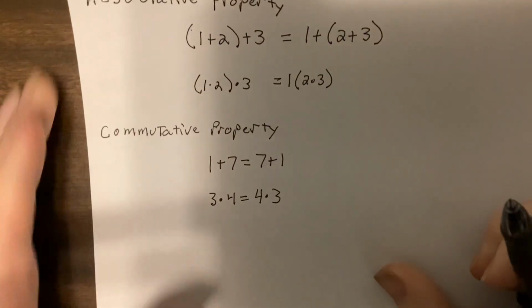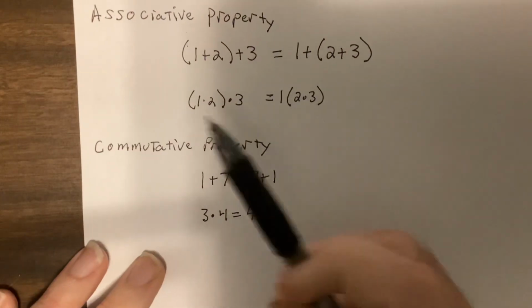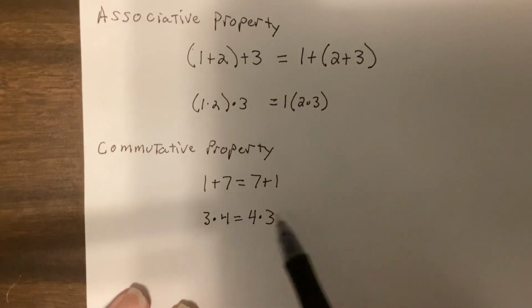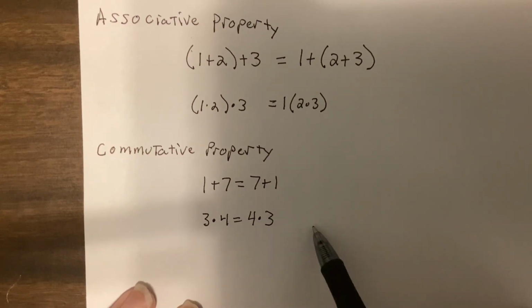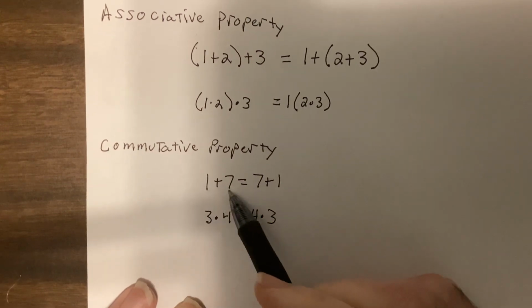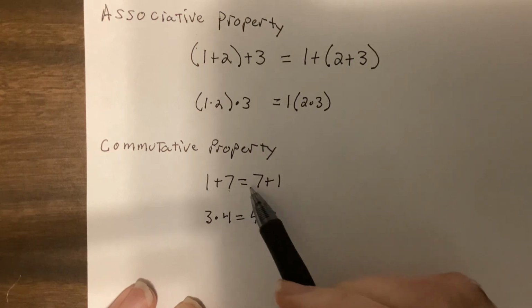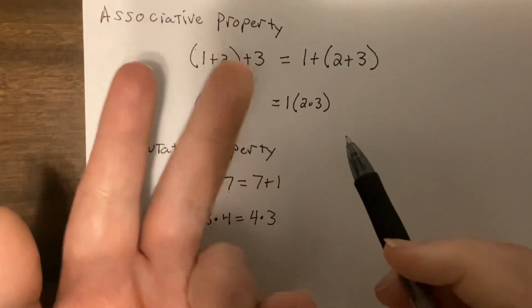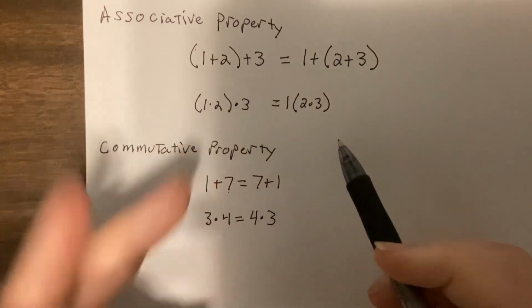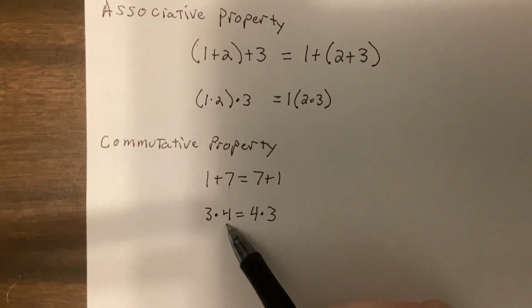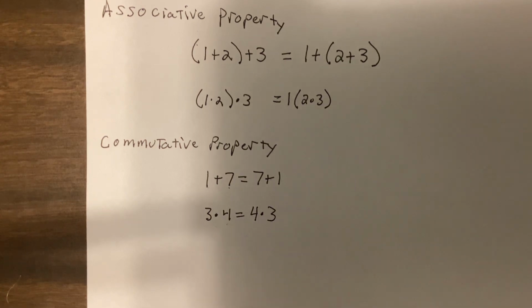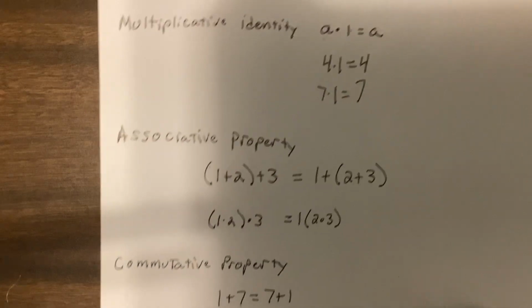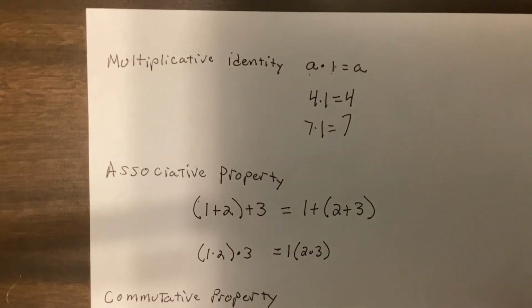The last property we're going to talk about is the commutative property, and that's when you switch the order. So 1 plus 7 is exactly the same as 7 plus 1. I just switch the order. Same with multiplying. 3 times 4 is the same as 4 times 3. So hopefully you can remember those three.